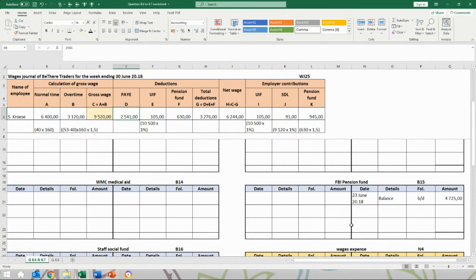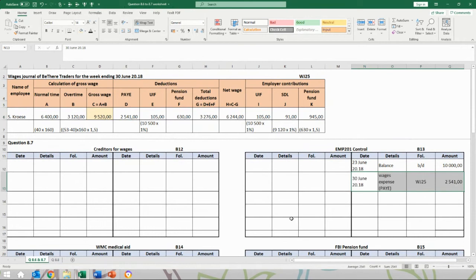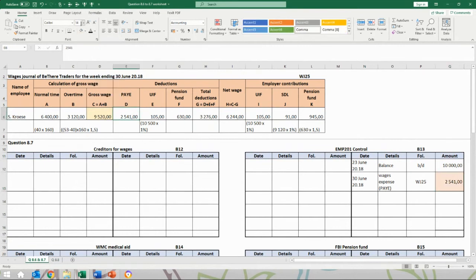Okay, so Tamilo says it goes to EMP 201 control account. Okay, now that is correct. So that deduction is what is paid over to SARS. So we show a wage expense, the pay as you earn, which is 2,541. So I'm just going to make it light orange there. So we take that to the EMP 201 account because that's what will be paid over to SARS.